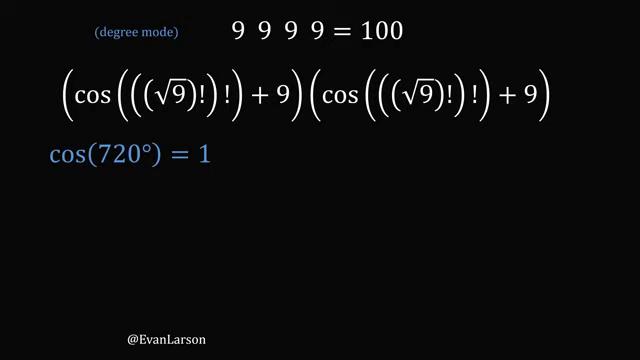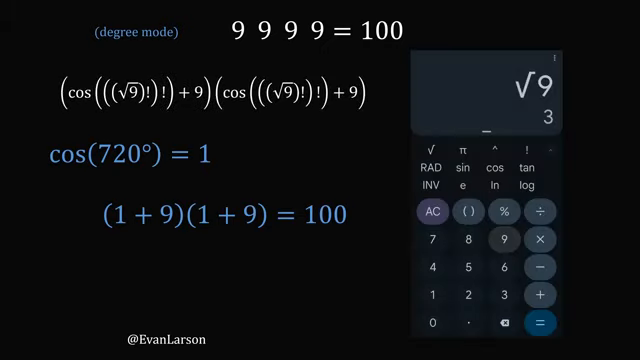So the square root of 9 is equal to 3. 3 factorial is equal to 6. If we take the factorial again, we get 720. So this basically works out to 1 plus 9 multiplied by 1 plus 9, which equals 100. So it's quite an interesting way that we can get to 100. So it does actually work on the calculator. You can see how it works out.